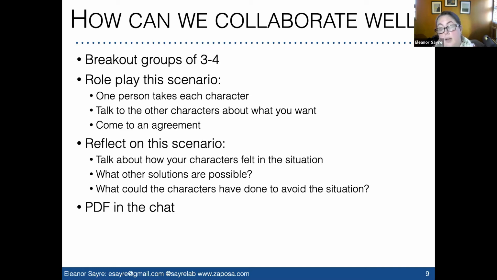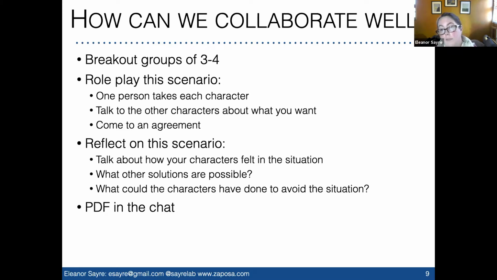After you do that role play, we'll come back together to do a little bit of reflection. And the kinds of things we're going to talk about in our reflection is how you felt as those characters, and what are the possible solutions here, and what could these characters have done to avoid this as a situation. But in your breakout groups, I want you to do the role play. And if you find that you are finishing up your role play really fast, then I want you to rotate roles so that different people play different characters, and try it again in a totally new way.